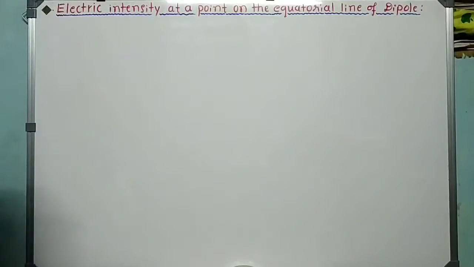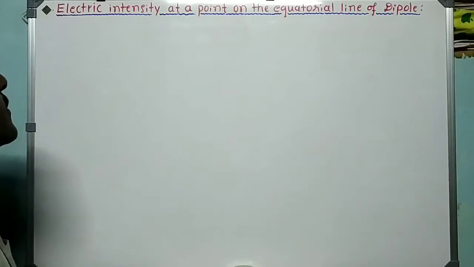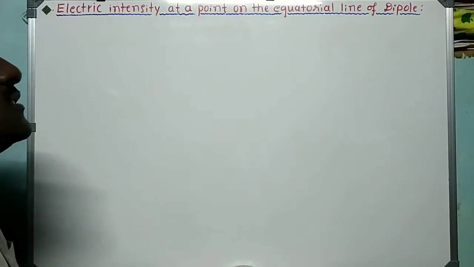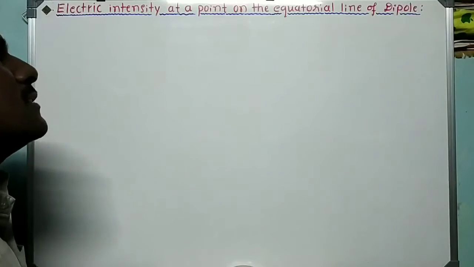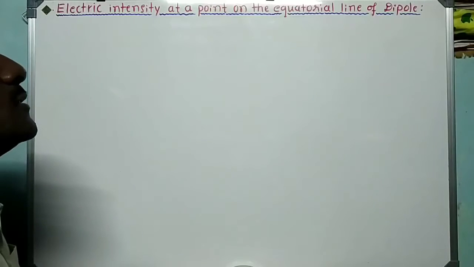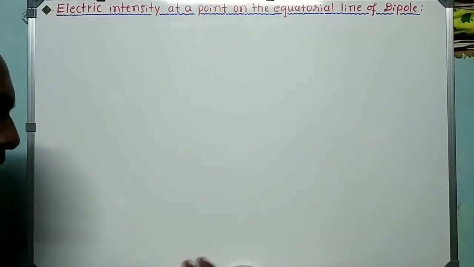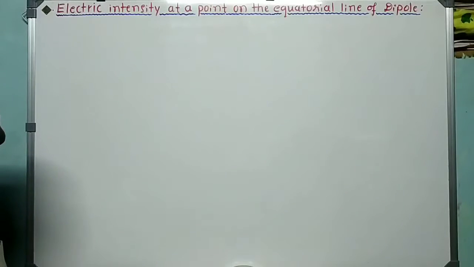Okay, my dear students, in the previous derivation we considered the consideration point on the axial line of the dipole, but in this derivation we are going to consider the consideration point on the equatorial line. Now we are going to study electric intensity at a point on the equatorial line of a dipole.